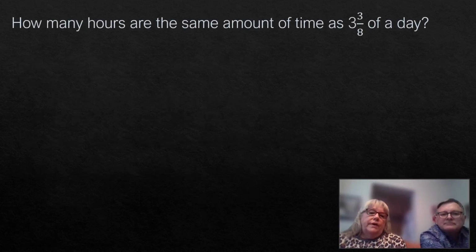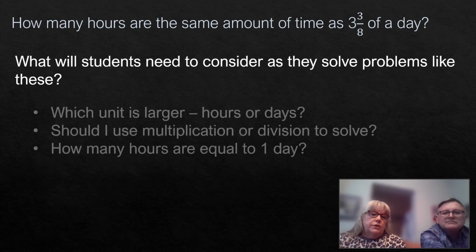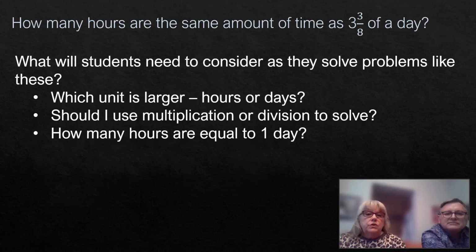So here we have a conversion that involves a fraction. We've got a mixed number, 3 3/8 of a day, and I'm converting that to the number of hours. So again, I have to think about the larger and smaller units. I know that hours are smaller, days are larger.